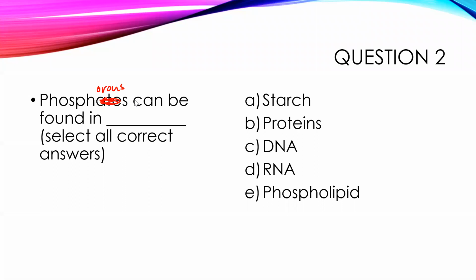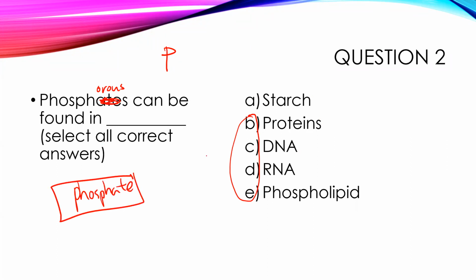So if I'm talking about phosphorus, okay, phosphorus is P, right? Then the answer is all of them except for A. They all have phosphorus in it. If I'm talking about phosphate, then the answer is just, oh, sorry. I'm confusing myself. Whether I'm talking about phosphate or phosphorus, the answer is just C, D, and E. A protein doesn't have any phosphorus or phosphate in it, and starch doesn't have any. So it's just C, D, and E.